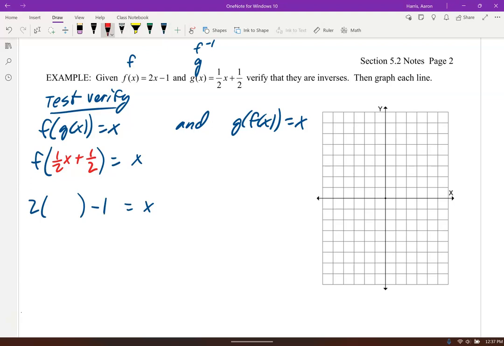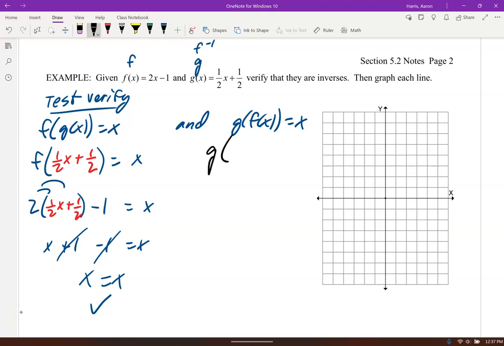And what goes in? g goes in. 1/2 x plus 1/2. Let's go ahead and distribute that. So we got 1x plus 1. We've got the minus 1. Those, of course, cancel. x equals x. Okay, so far so good. f of g of x equals x. That's true.